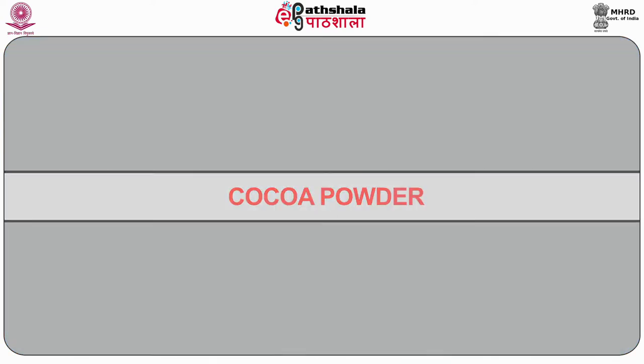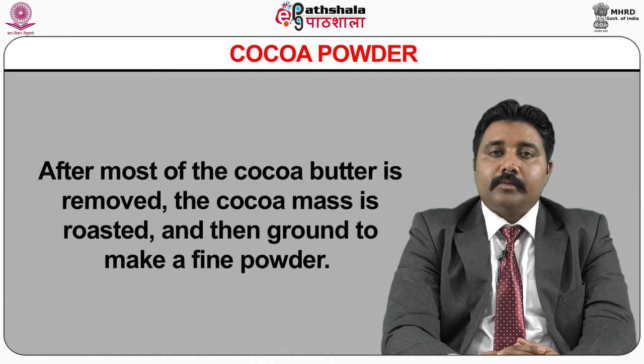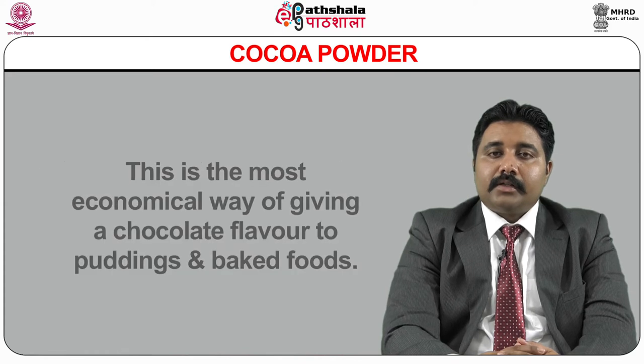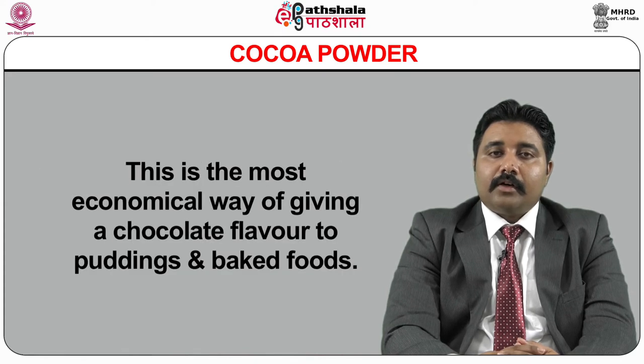Cocoa powder. After most of the cocoa butter is removed, the cocoa mass is roasted and then ground to make a fine powder. This is the most economical way of giving a chocolate flavor to puddings and baked foods.